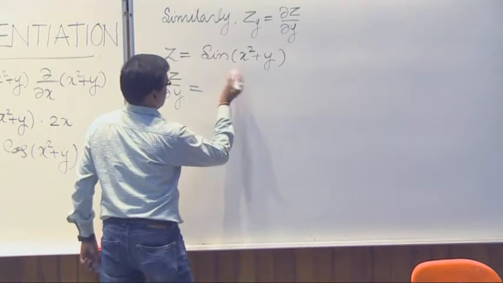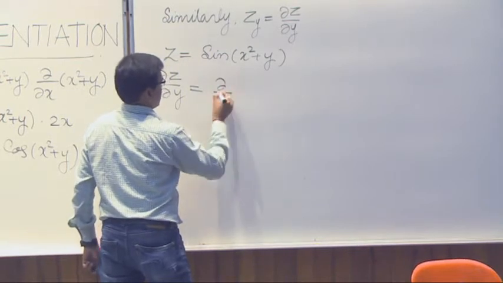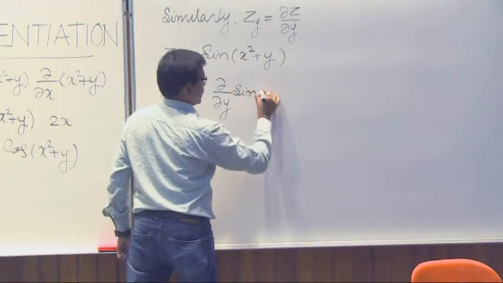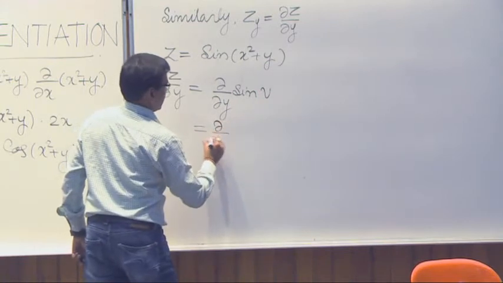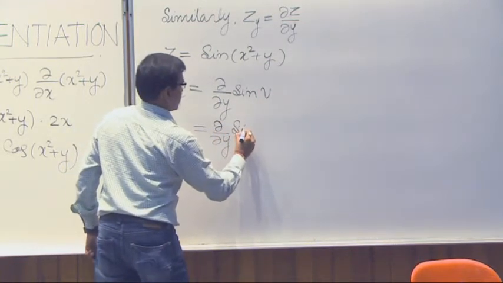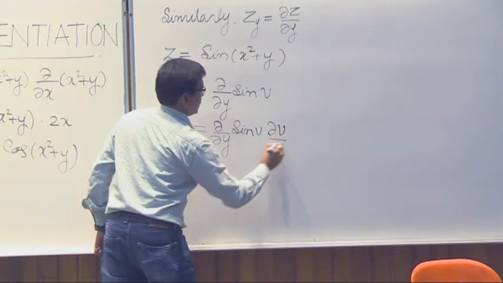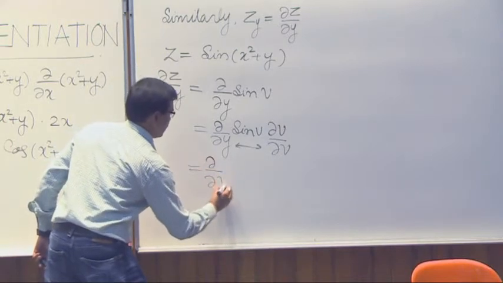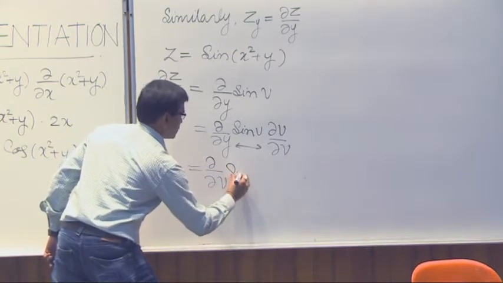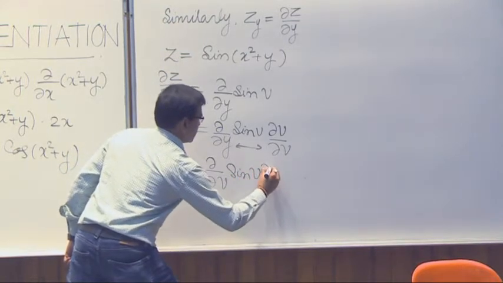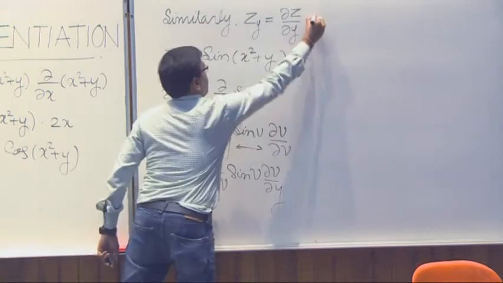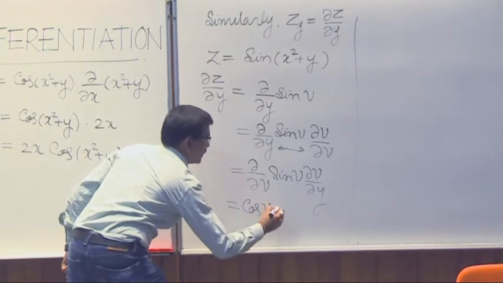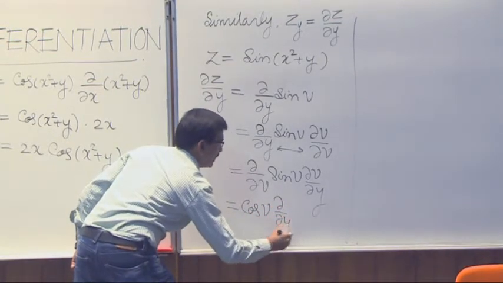So you can write, or if you don't understand, I will just write it one more time. Del y sine, instead of u we can write v. Del y sine v del v on del v, and then interchanging these, del v del y sine v delta y, and sine v will be cos v, and del v del y.